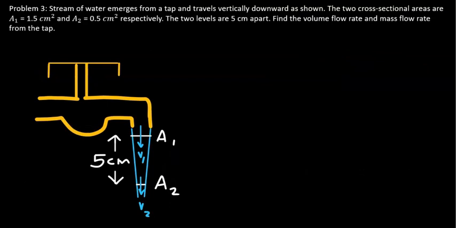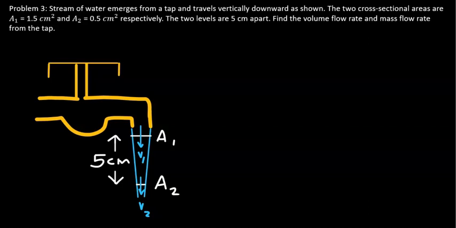Problem 3. A stream of water emerges from a tap and travels vertically downward as shown. The two cross-sectional areas are A1 equals 1.5 cm squared and A2 is 0.5 cm squared. The two levels are 5 centimeters apart. Find the volume flow rate and mass flow rate from the tap. Now we note that the change in the horizontal cross-sectional area is characteristic of any laminar falling stream because the gravitational force increases the speed of the stream.